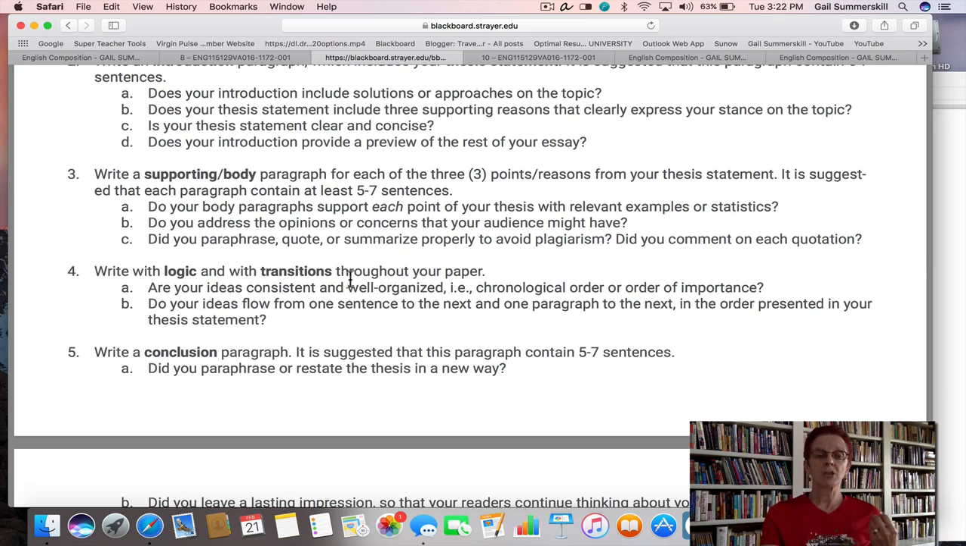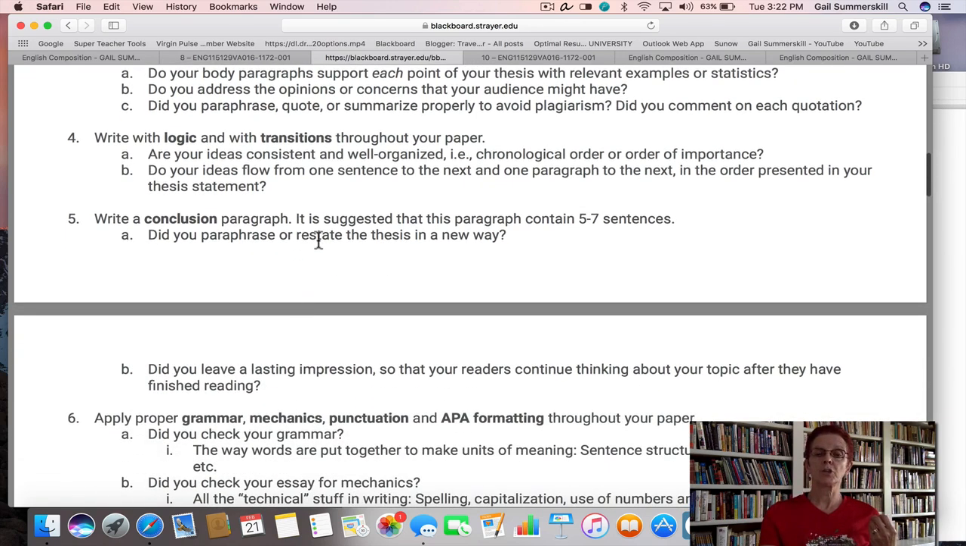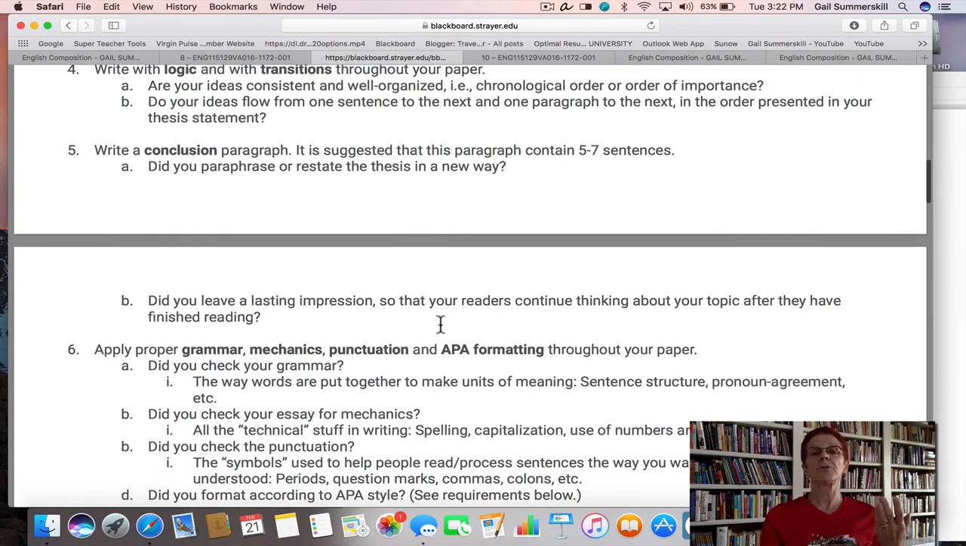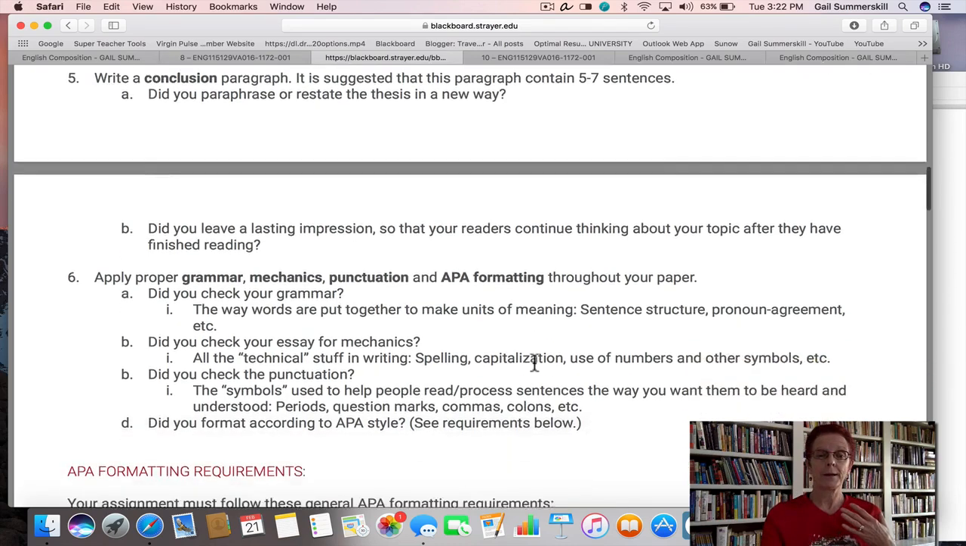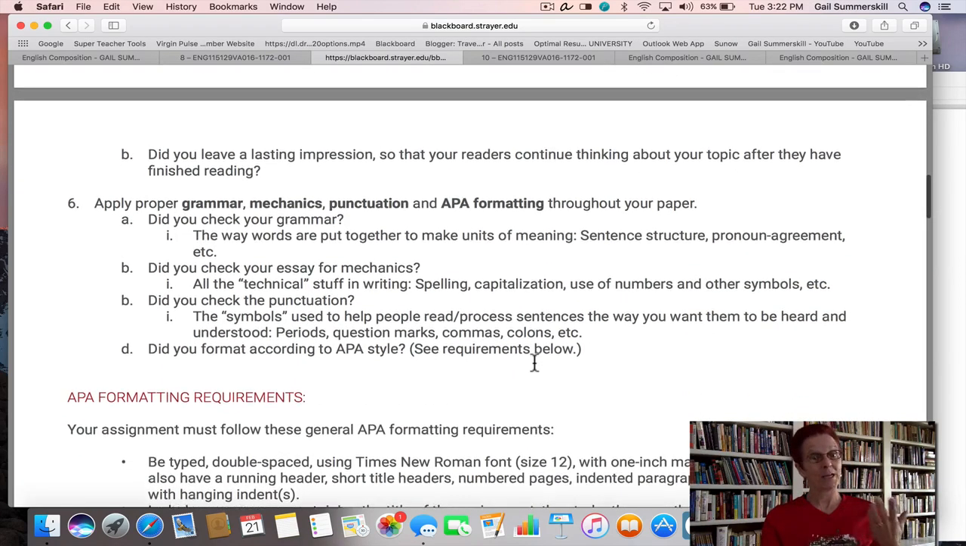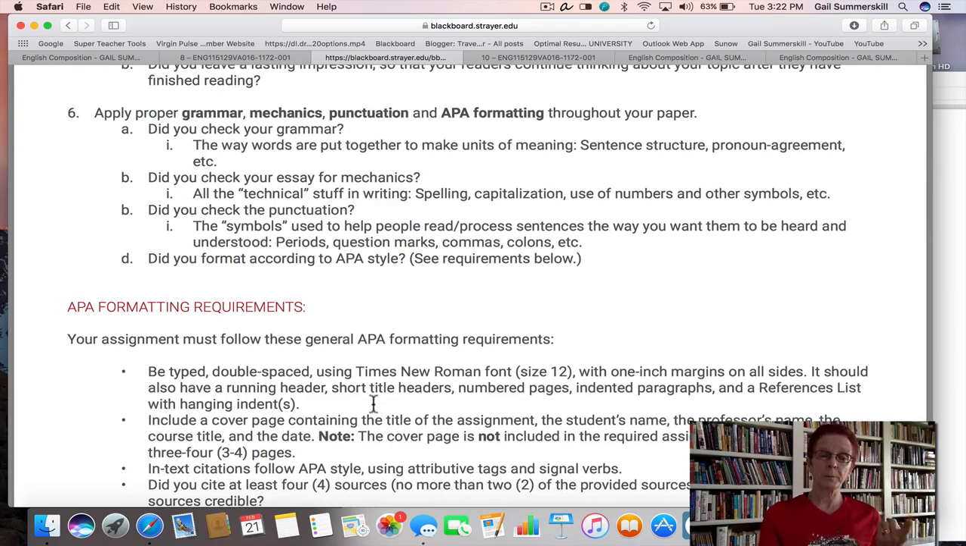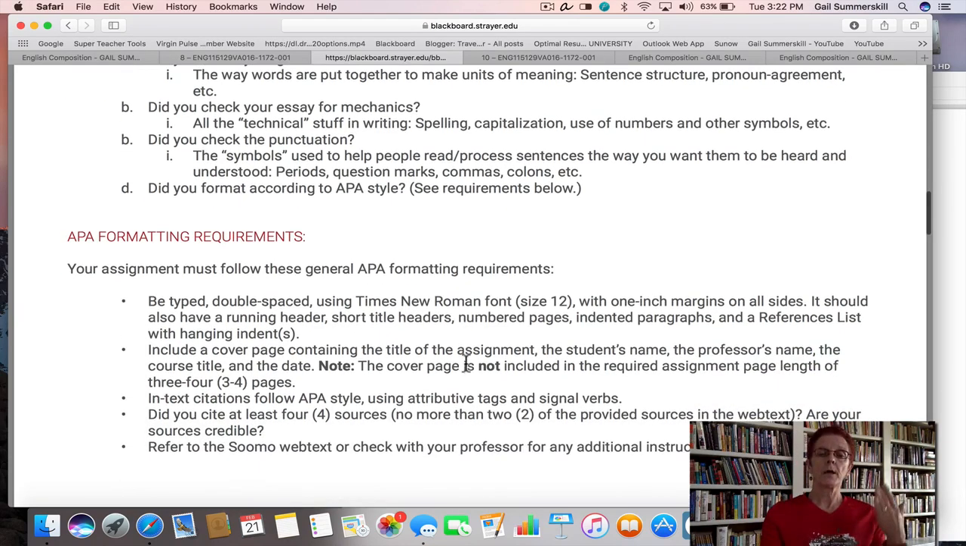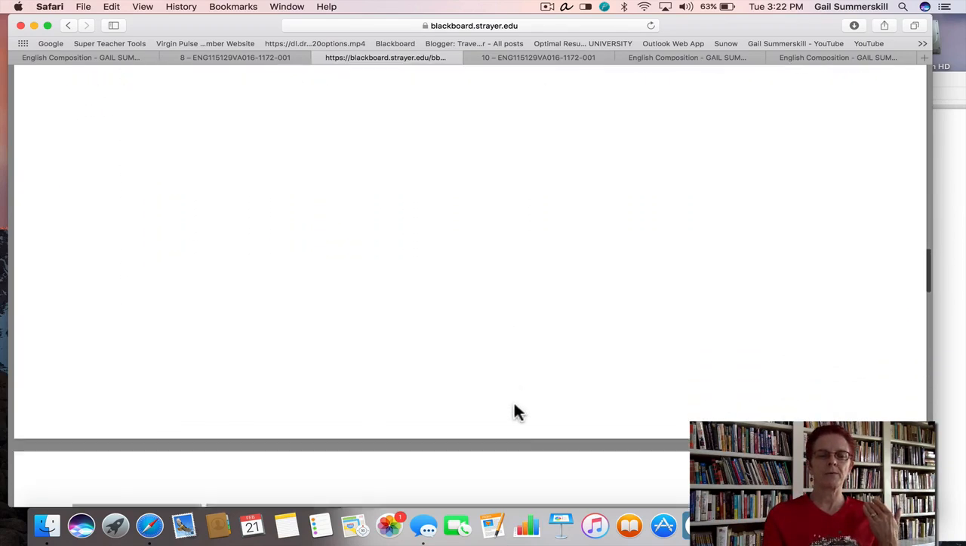You need to have logic and transitions and a conclusion where you restate the thesis a new way and leave a lasting impression so that your readers continue to think about your topic when they finish reading the paper. Obviously, grammar, mechanics, punctuation, and APA formatting are worth a big chunk of your paper. I believe it's 25%, so that's a lot. So it needs to be double spaced, Times New Roman 12 font, with a cover page, in-text citations, and a references page using the proper APA sourcing.